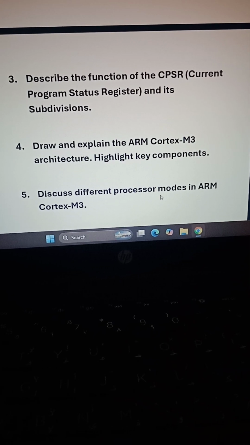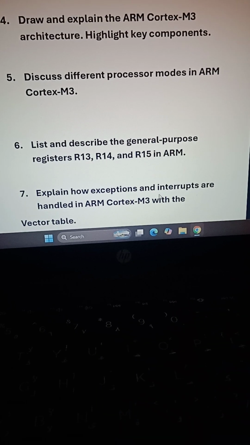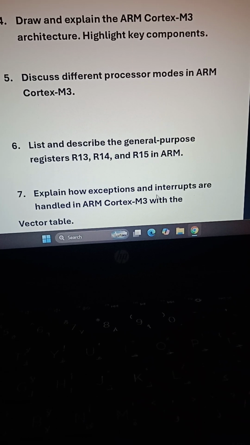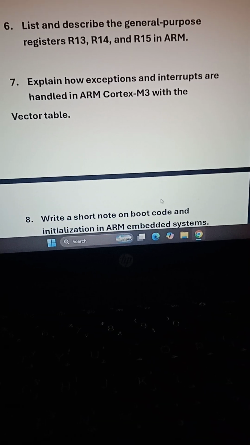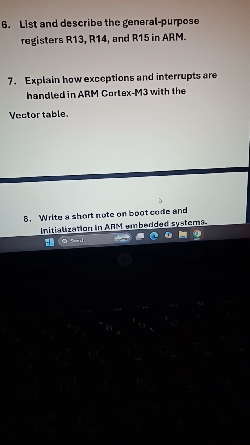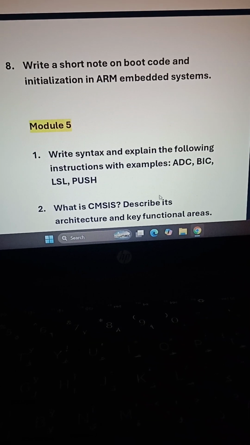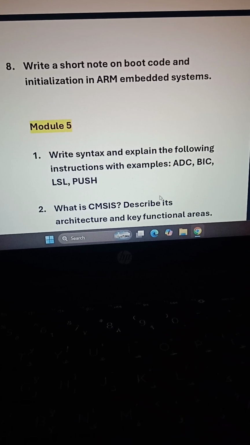4 and 5. 6 is very important. List and describe the general purpose registers R13, R14 and R15 in ARM. Similarly 7. Vector table. They ask about the vector table. So note down question number 7. Explain how exceptions and interrupts are handled in ARM Cortex M3 with the vector table. Question number 8. Write a short note on boot code and initialization in ARM embedded systems.